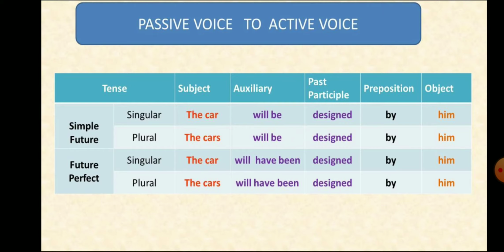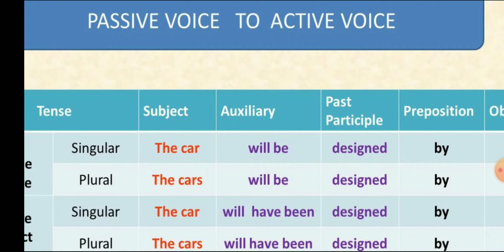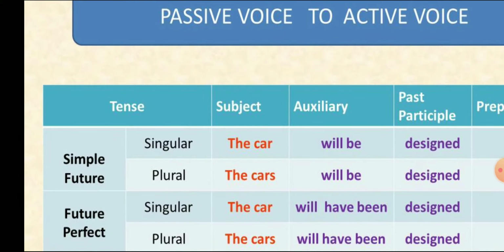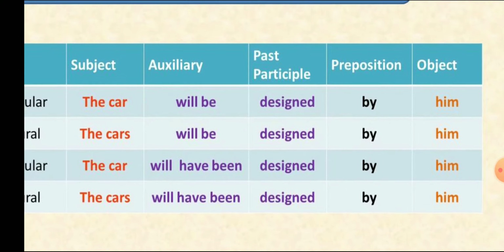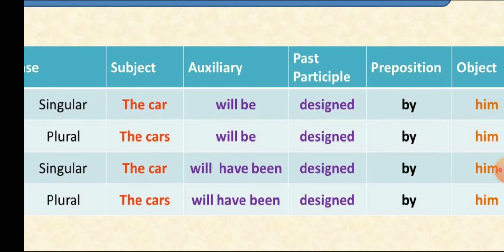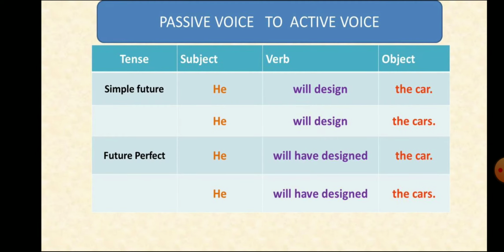Next, let us see how to change from passive to active for future tense, that is simple future and future perfect. Future continuous is rarely used, so I have not given any example for it, just the format alone I have given. The car will be designed by him. So here the subjective case for him is he. So he is the subject and the car is the object. So he will design the car. So see the answer, he will design the car.